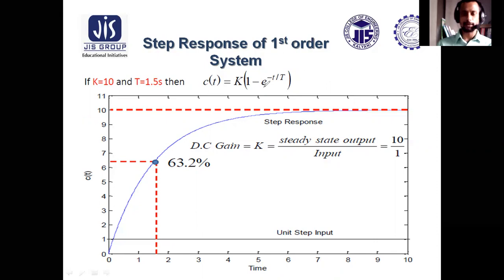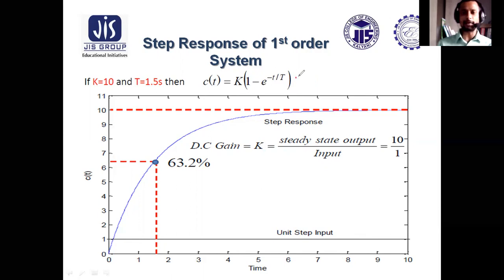Now see, e to the power minus t by T, this is an exponentially decaying term. So 1 minus an exponentially decaying term will be exponentially increasing. That is why the nature of the graph is exponentially increasing. Now, if t equals to 0 in this equation, then e to the power 0 will be 1. So 1 minus 1 is 0. So at time t equals to 0, output will be 0.